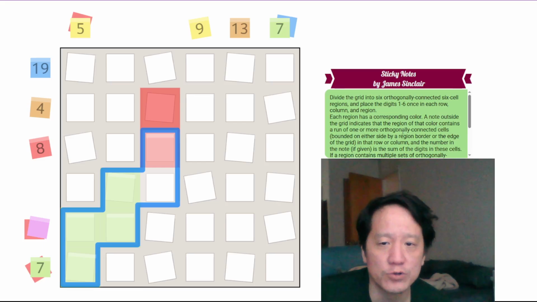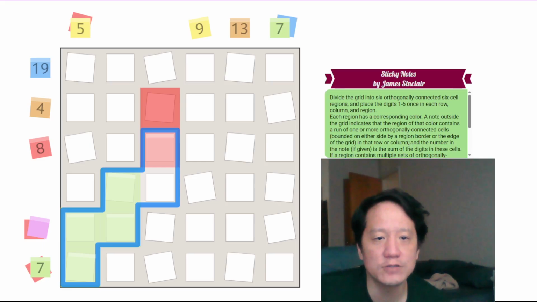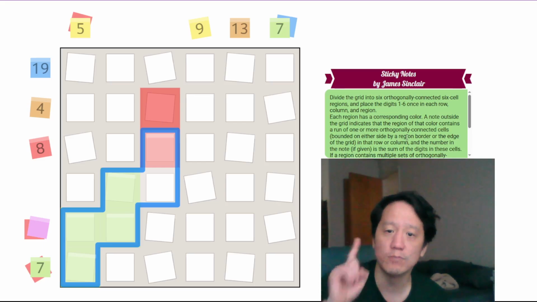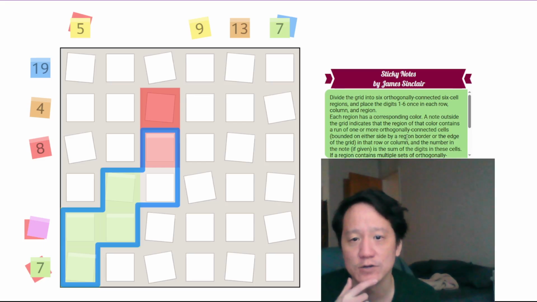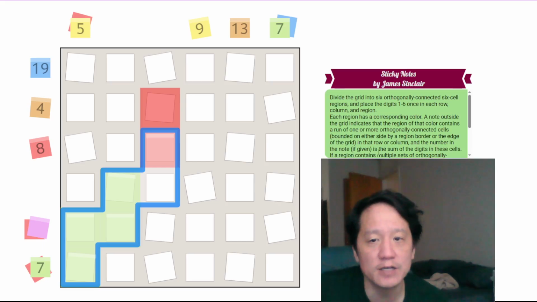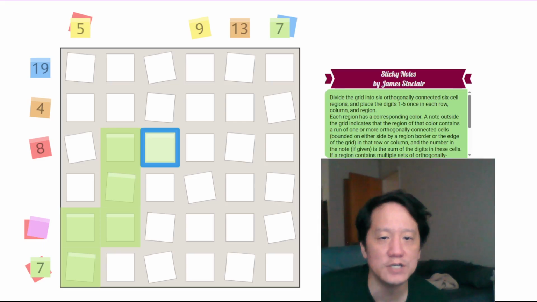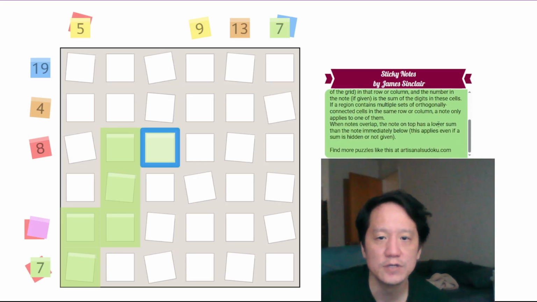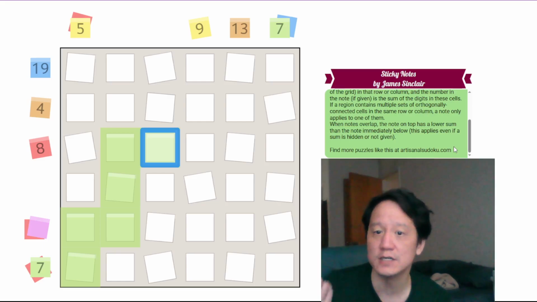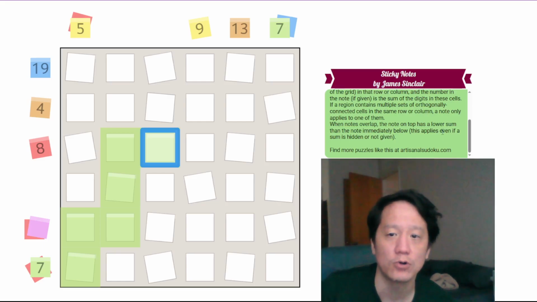Each region has a corresponding color. A note outside the grid indicates that the region of that color contains a run of one or more orthogonally connected cells, bounded on either side by a region border or the edge of the grid in that row or column. And the number in the note, if given, is the sum of the digits in these cells. If a region contains multiple sets of orthogonally connected cells in the same row or column, a note only applies to one of them.